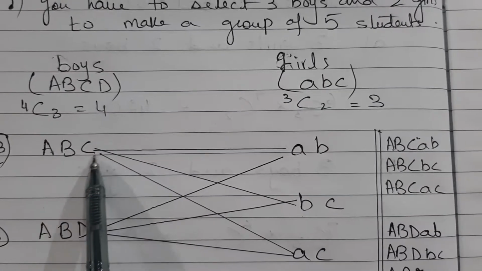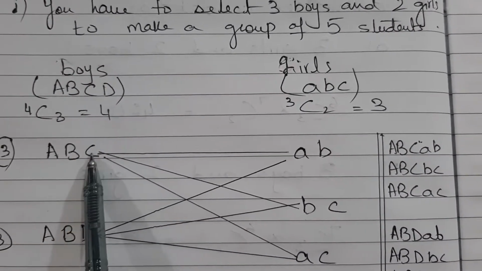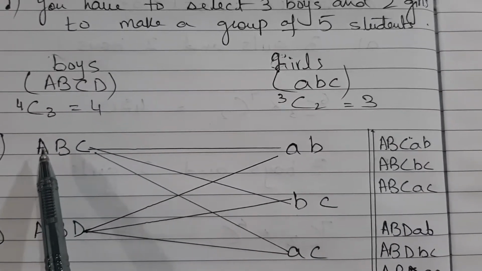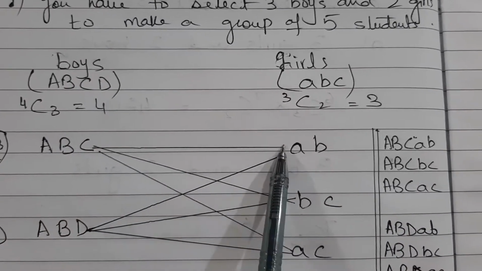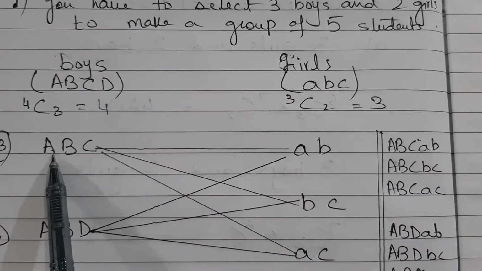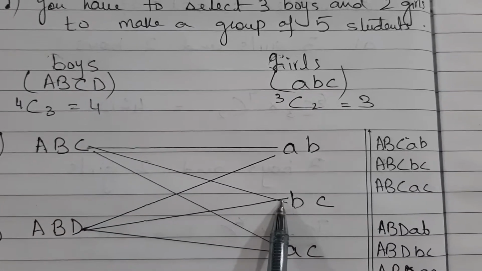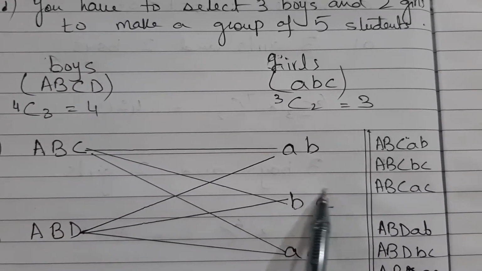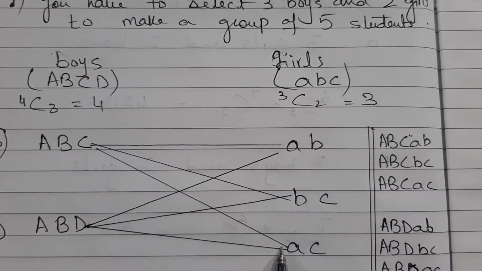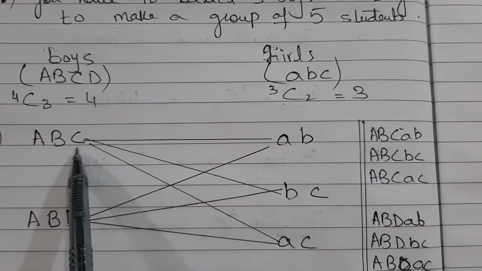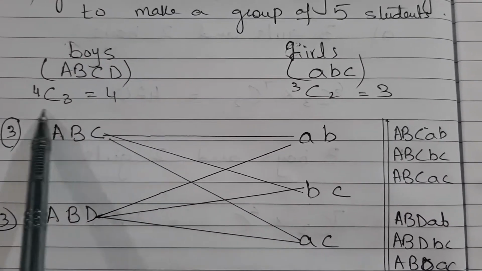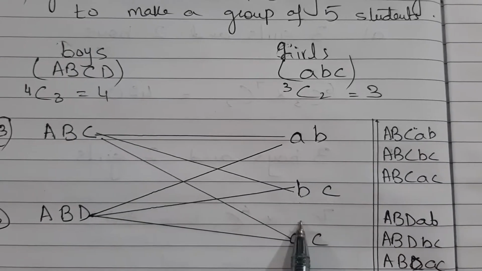If I select this group of boys ABC, I can select this group of girls with them. So I will have a group of capital ABC, small ab. So this will be one group. Or I may have ABC with this group of girls, so I will have capital ABC with small bc. Or I can have capital ABC with the small ac. So it will be this group, right?